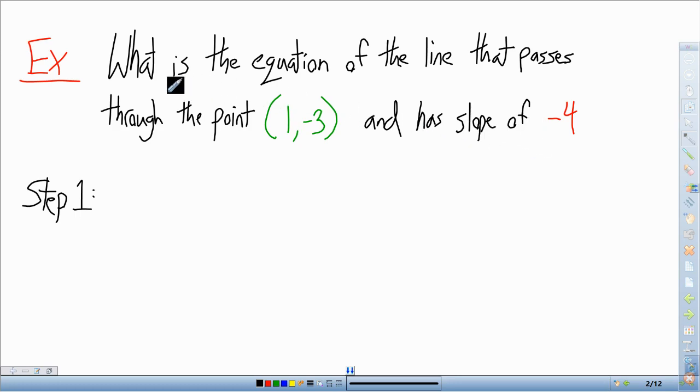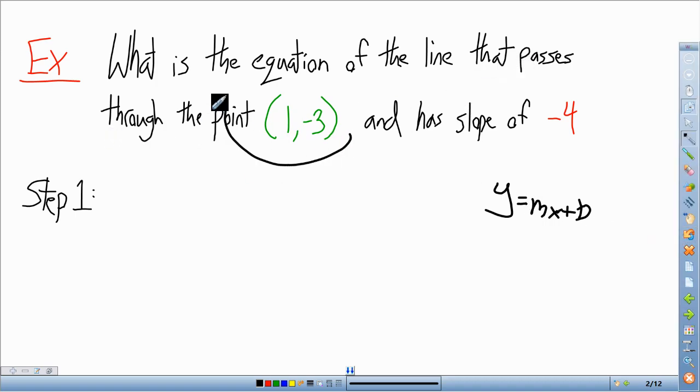So first thing, what is the equation of the line? Well, if you think about it, all of these equations today, we're going to be writing in slope-intercept form, y equals mx plus b. Here's what we have. We have m. They're telling us the slope's negative 4. What we don't know is the y-intercept. We need to figure out what that is. Luckily, they're telling us that our line passes through this point, 1 comma negative 3. So we can plug that point in and find our y-intercept, and then get our equation.